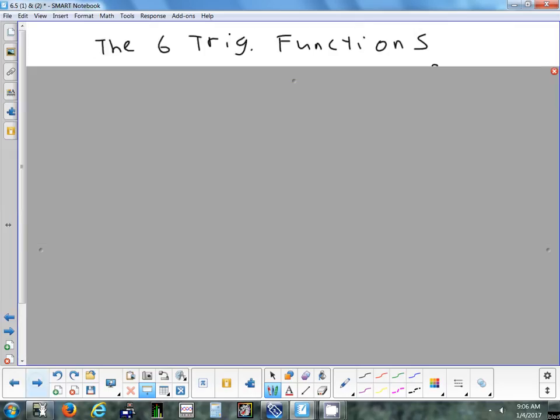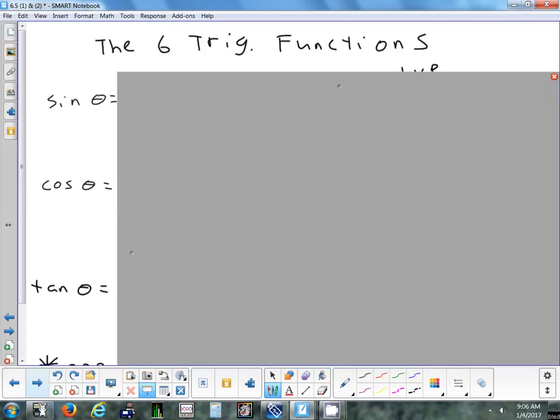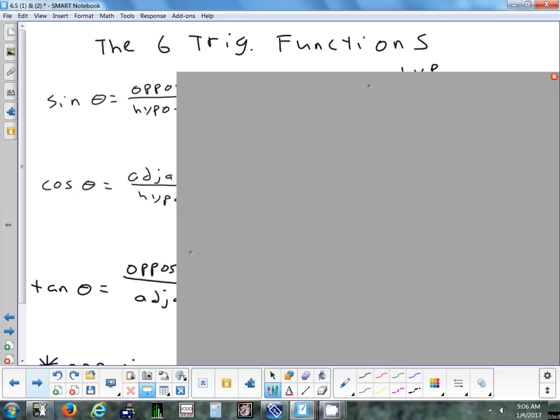Okay, so that's that. All right, now we're going to look at the 6 trig functions. But this time we're not going to look at them like we did on a unit circle. When we did unit circle, sine was y, cosine was x, tangent is y over x. Well, what I'm about to show you here is actually the same thing, but we're not going to call things y and x. We're going to call them opposite, adjacent, and hypotenuse.